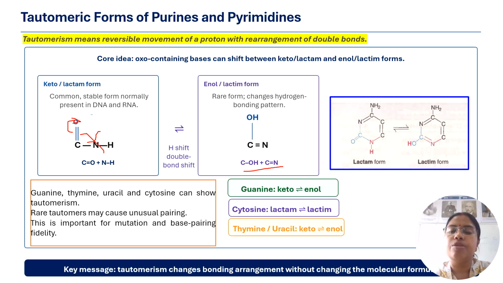The keto-enol tautomerism we can see for the guanine case, but in the case of the cytosine, that is the lactam to lactim, and in the thymine and uracil also, that keto to enol tautomerism case we can see.